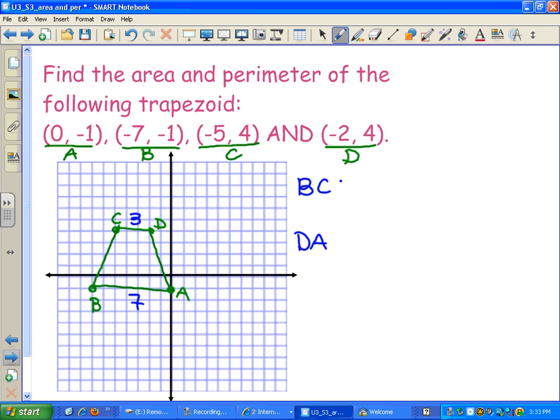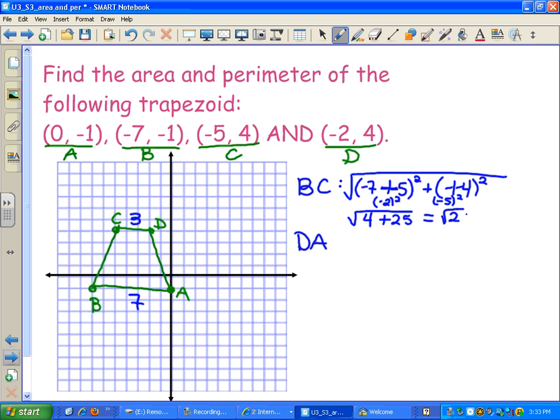Welcome back. If I'm going to find the distance of BC, I'm going to use the distance formula. I'm going to take -7 minus -5 and square it, plus -1 minus 4 and square it. Well, a negative and a negative in the first parenthesis becomes a positive. So that's going to be -2 squared, which is going to be 4. Plus, -1 minus 4 is -5 squared, is 25. So I get the square root of 29. So BC is the square root of 29.